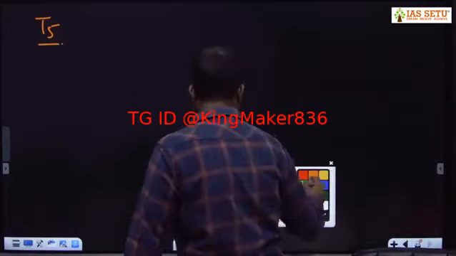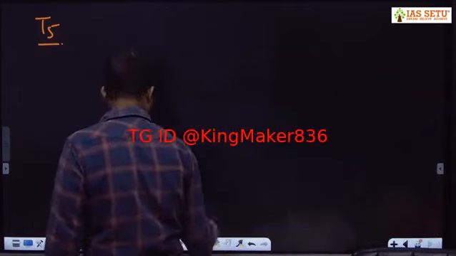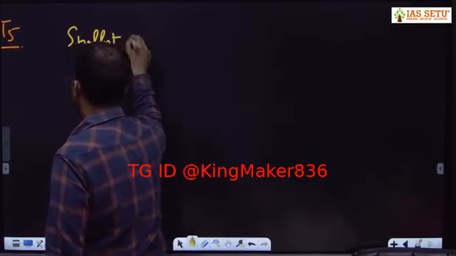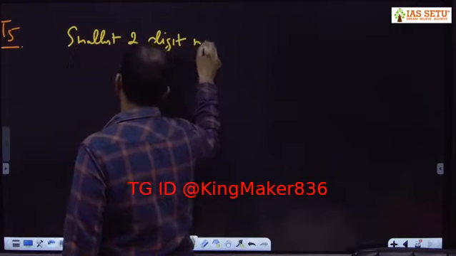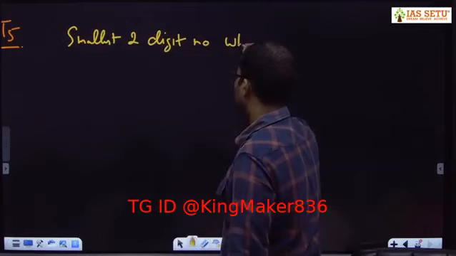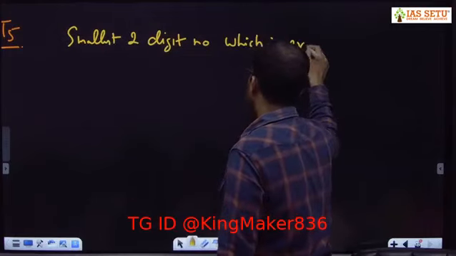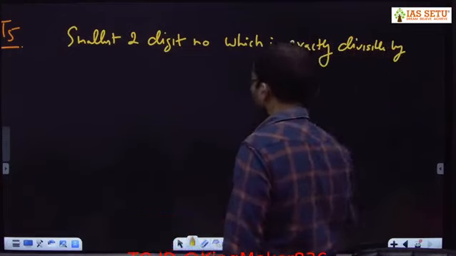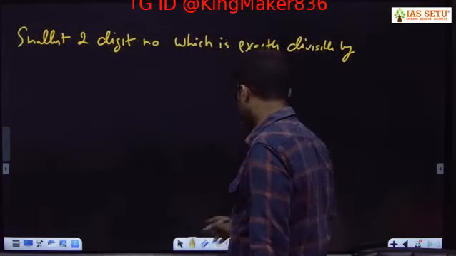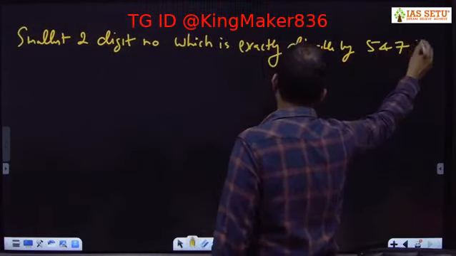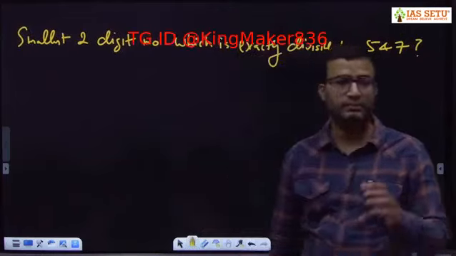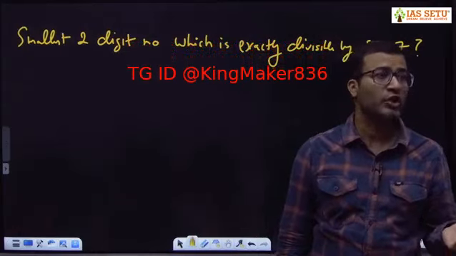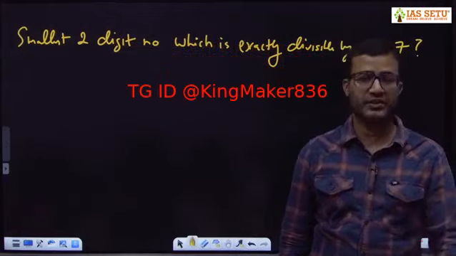Now my question to you: tell me the smallest 2-digit number which is exactly divisible by 5 and 7. And I will explain why LCM, because many students cram LCM and HCF and later on get confused whether they have to use LCM or HCF. Okay.